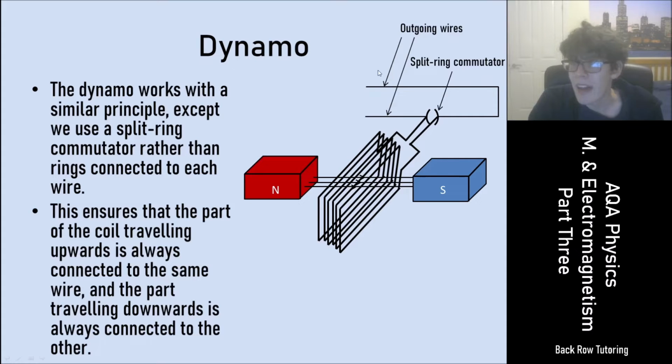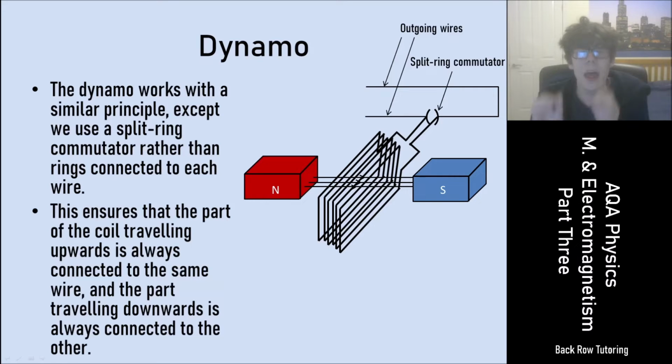So here we'll have the outgoing wires and we've got a split ring commutator. As this coil moves around, you're going to find that this side here is at the minute connected to the right hand side. But once it does a full revolution, this part here will then be connected to the left hand side. So in other words, the part of the coil which is going upwards will always be connected to this wire here, and the part which is going downwards will always be connected to this wire.